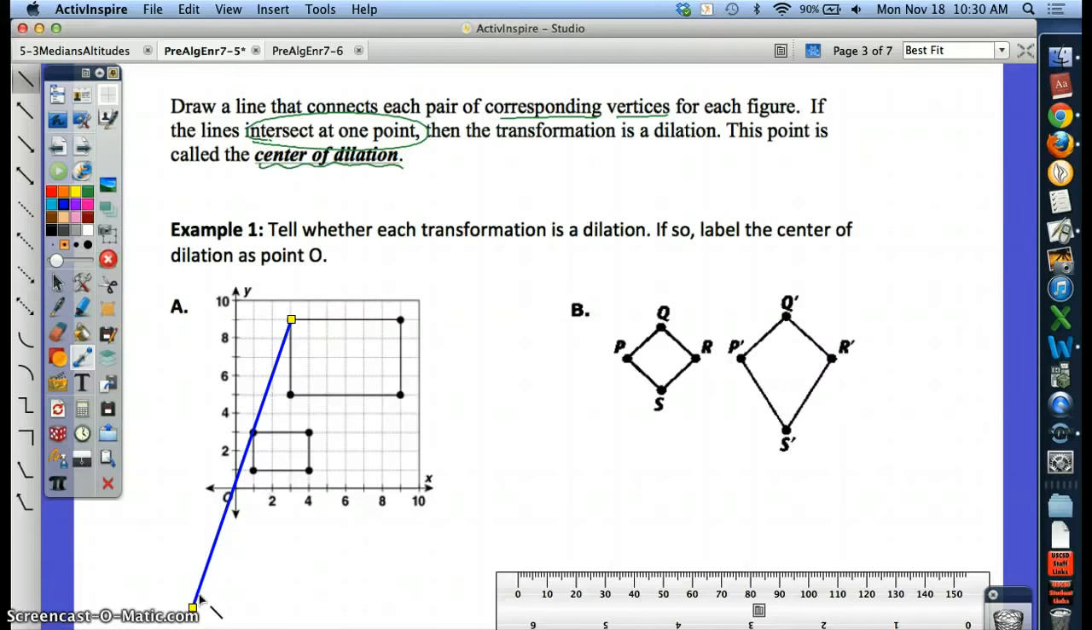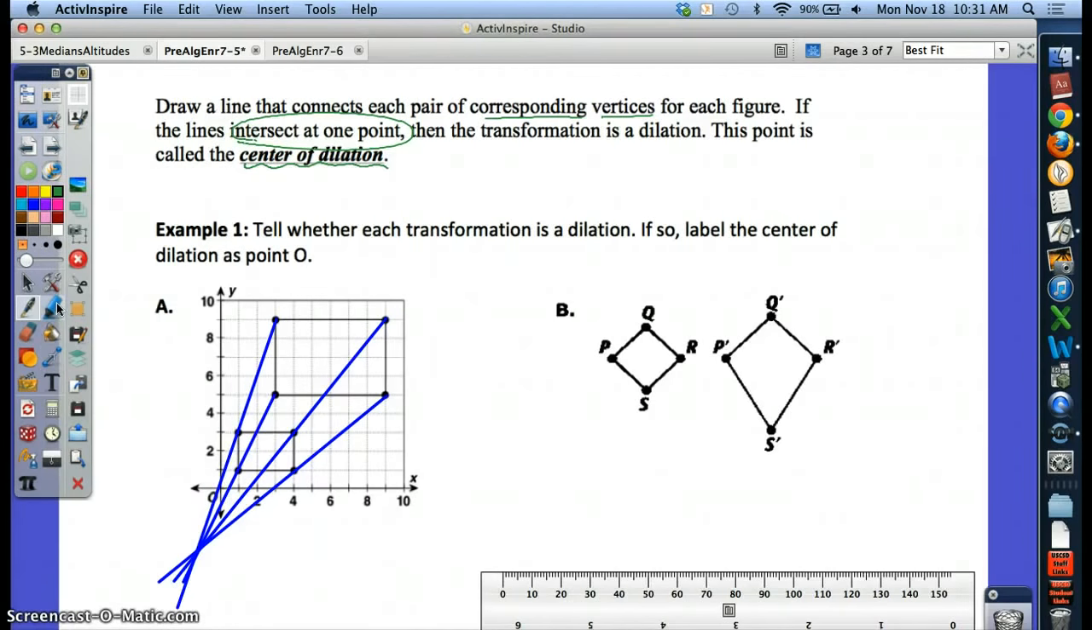Then use your straight edge or your ruler, connect the top right corner of the rectangle to the top right corner of this bottom rectangle, and again, just continue that line on. We're hoping that they're going to intersect at one point, so you want to extend it out until you reach that intersection. Let's connect the bottom right vertex with the bottom right vertex down here, and the bottom left vertex with the bottom left vertex. Is this a dilation? Well, are all the corresponding vertices connected by lines that intersect at one point? Yes. So this is a dilation.